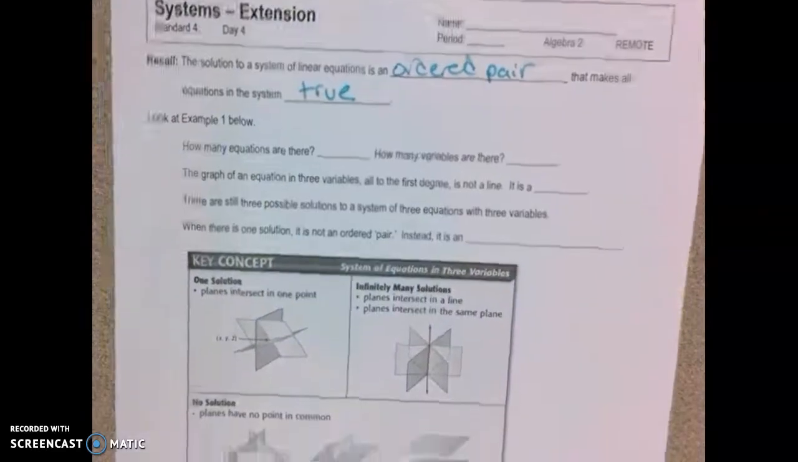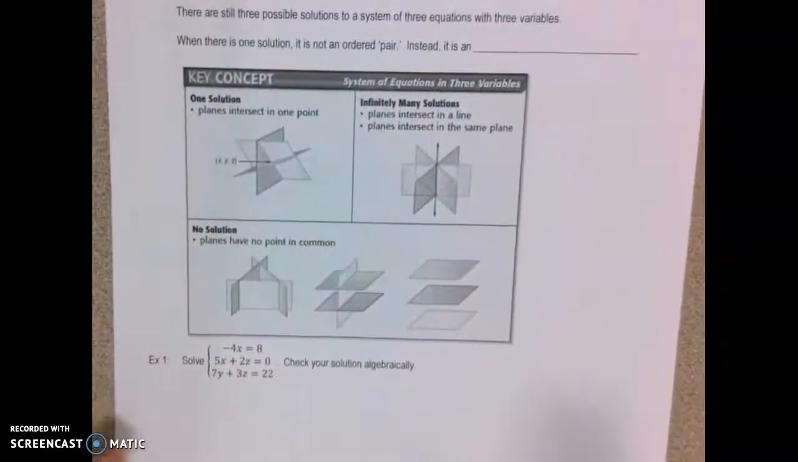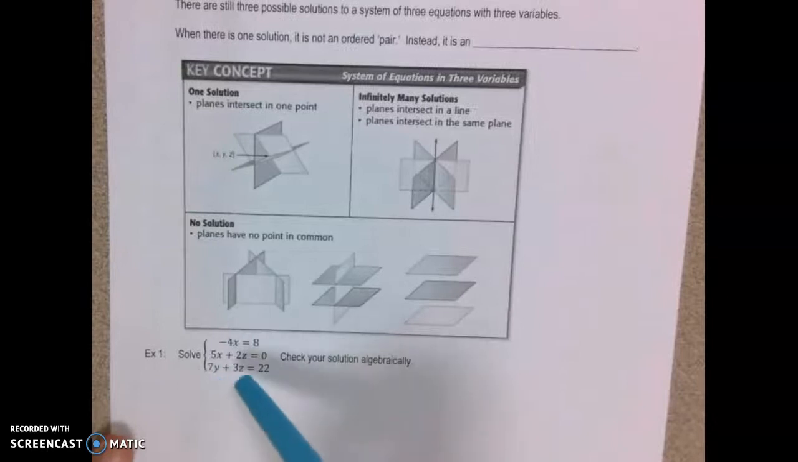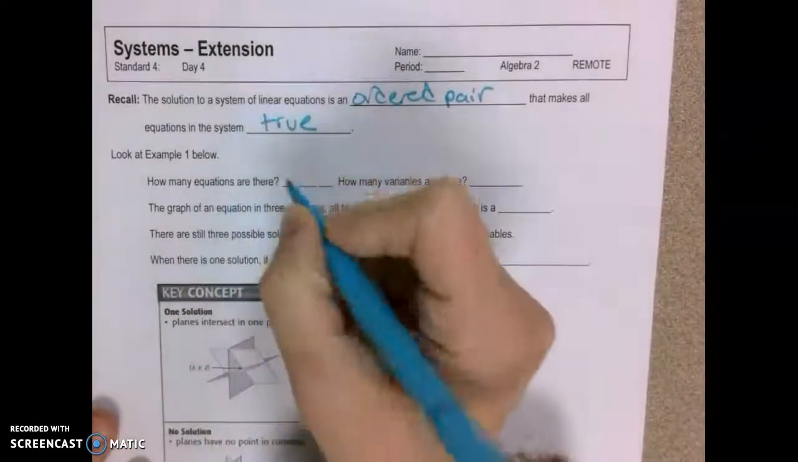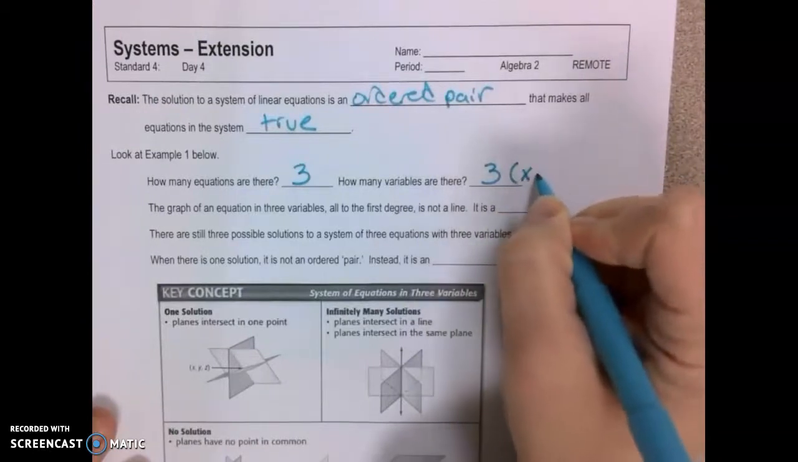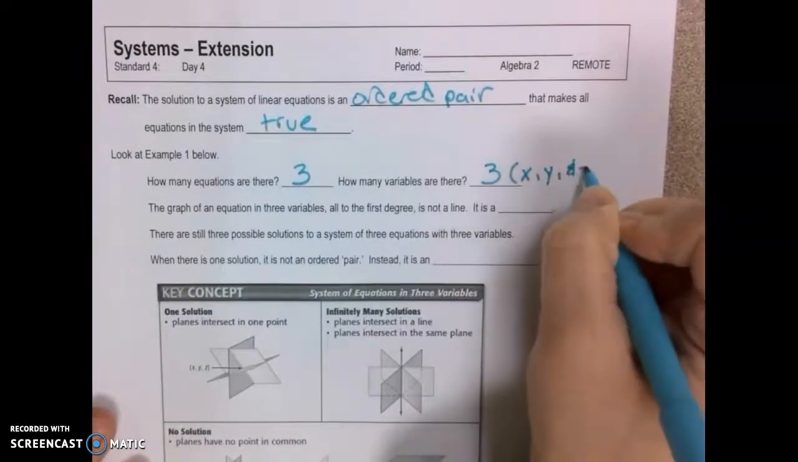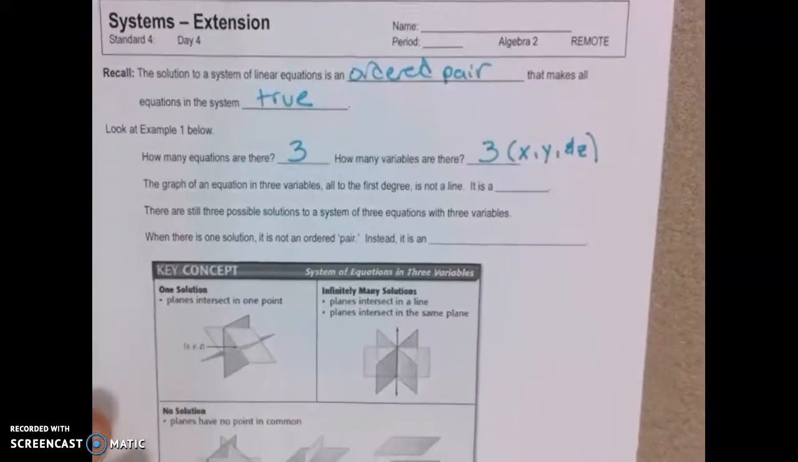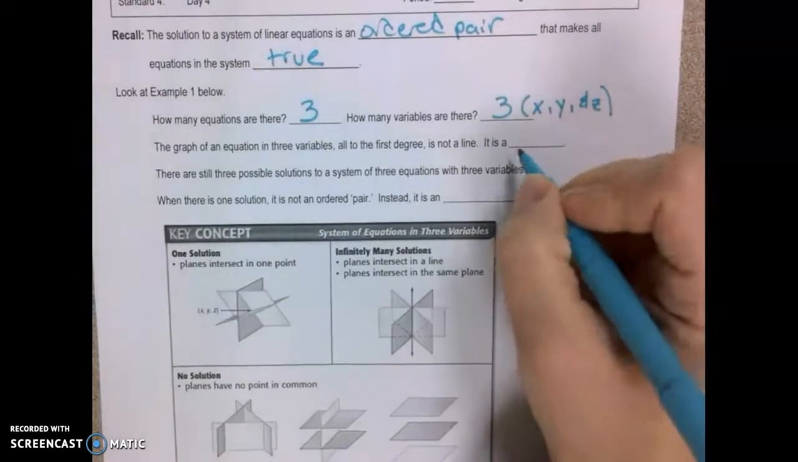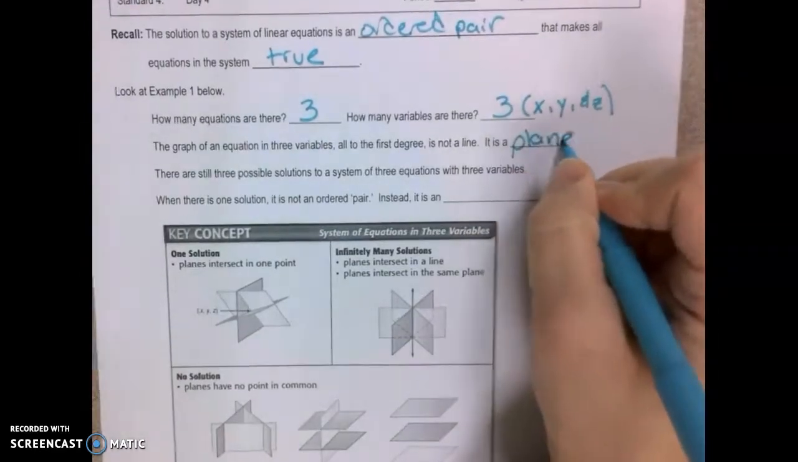But now look at example 1. You'll see that there are 3 equations with 3 variables, an x, a y, and a z. The graph of an equation in 3 variables, all to the first degree, is not a line. Instead, it is a plane.